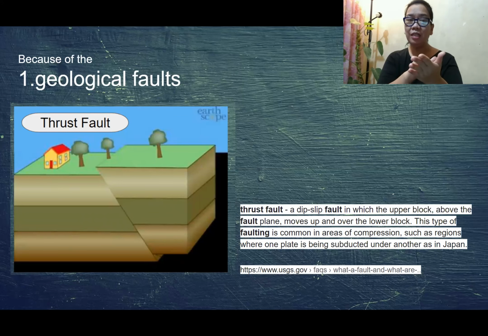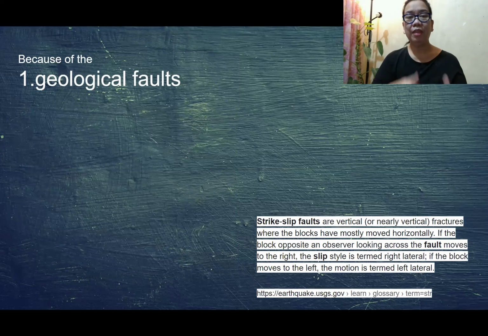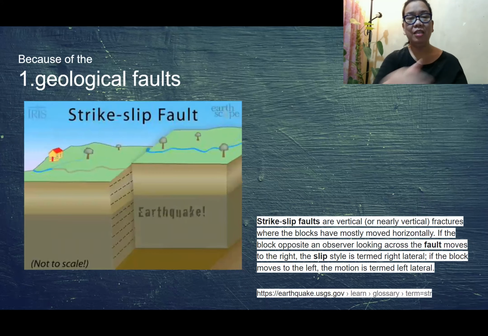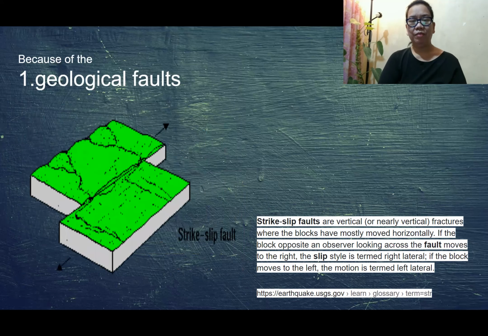Okay, so that is the thrust fault. The next geological fault is the strike-slip fault. It is where the faults are vertical fractures, where the blocks have mostly moved horizontally. You see, this is another example of this. The blocks move horizontally. That's what you're seeing in the image.